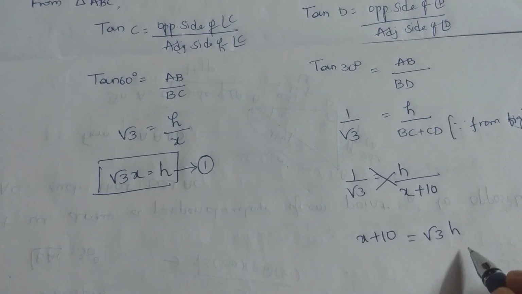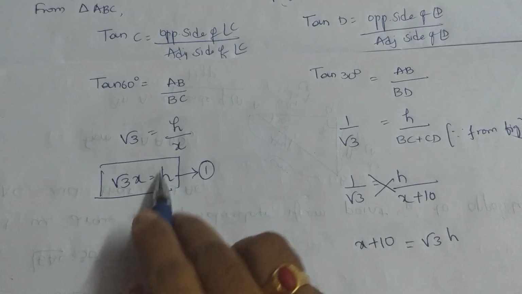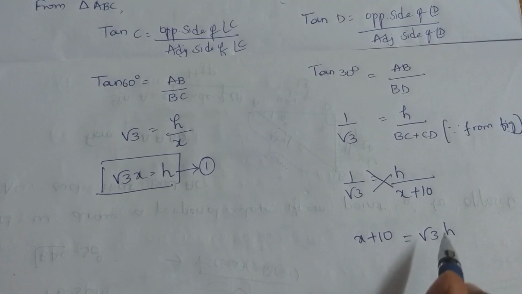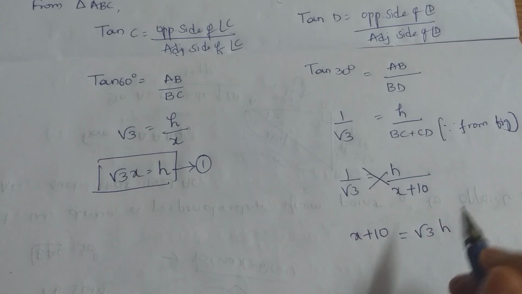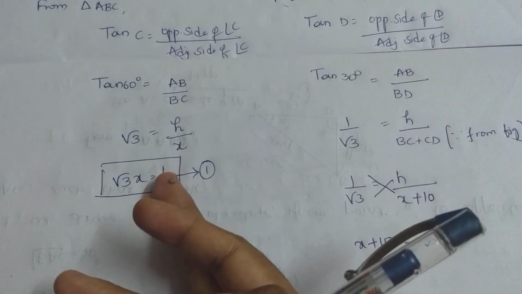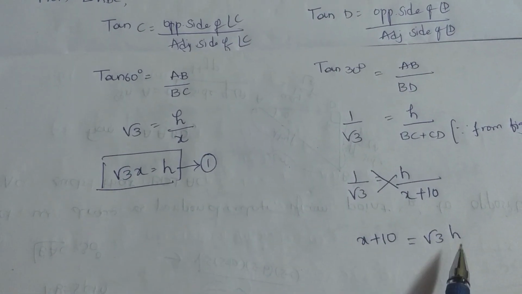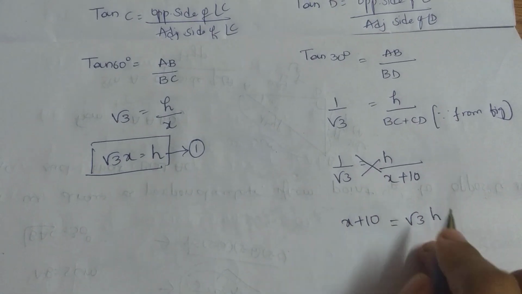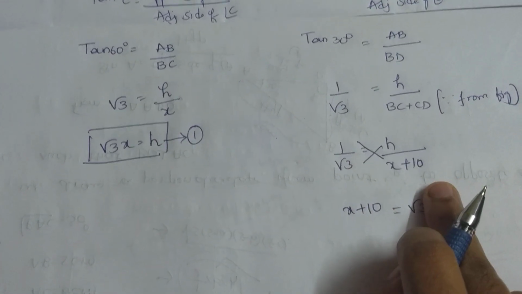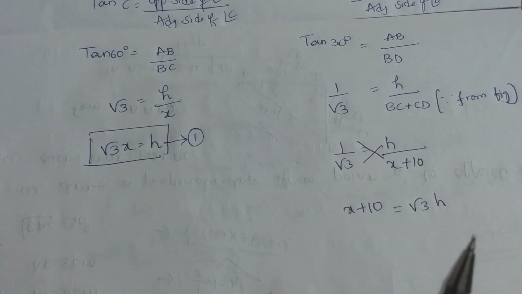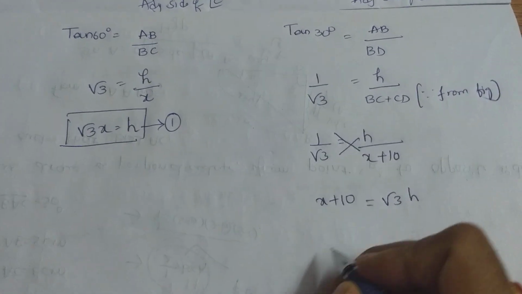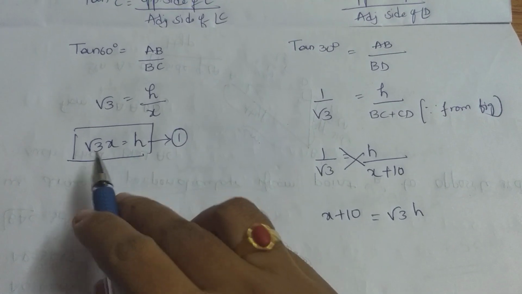So now in the place of H, can I substitute this root 3x? Yes, you can substitute. So in order to find out either of the variables first, you have to substitute in the second variable in any of its other form. It means x and h are there. You don't know two values, you have to find out one. Then you have to convert another variable in terms of the first variable. So from this equation 1, I am going to substitute h value as root 3x.